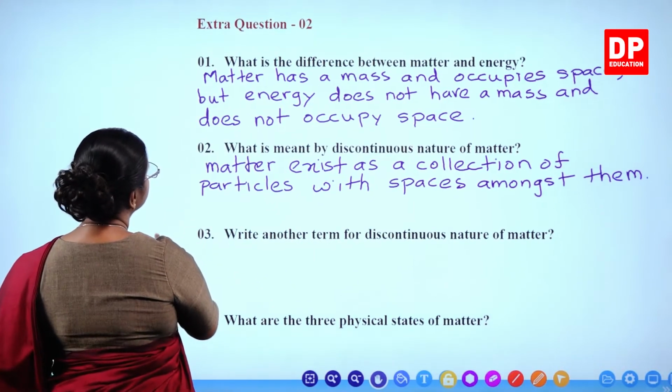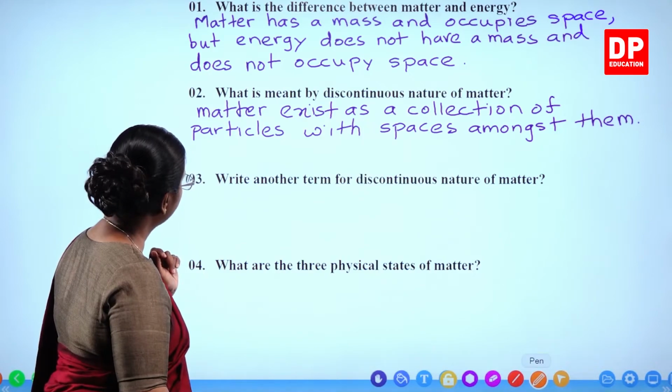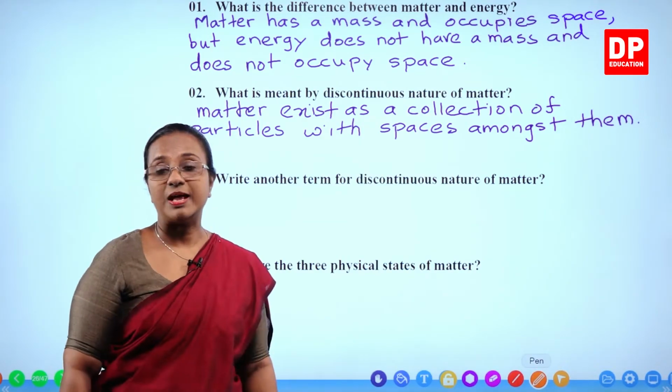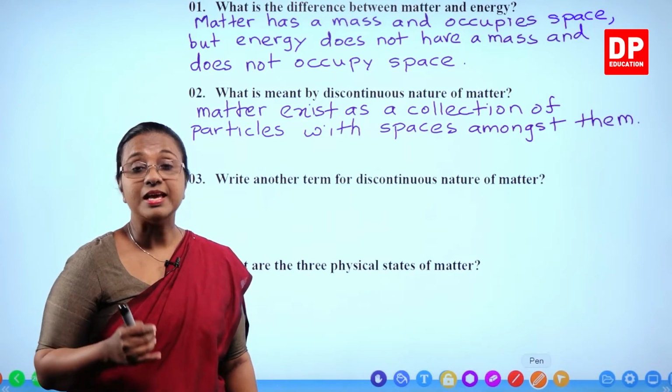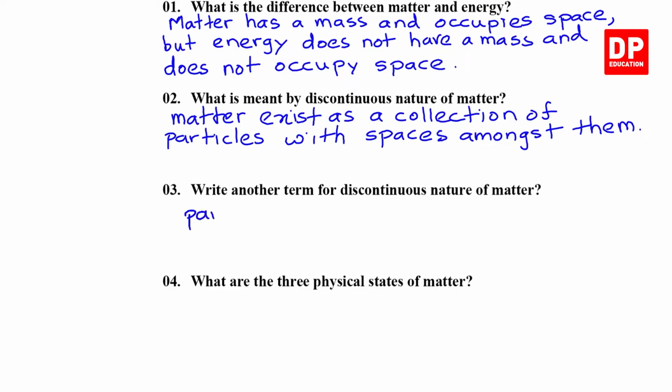Then we have the third part. Write another term for discontinuous nature of matter. What is another term? That is particulate nature of matter. So here we can say particulate nature of matter.